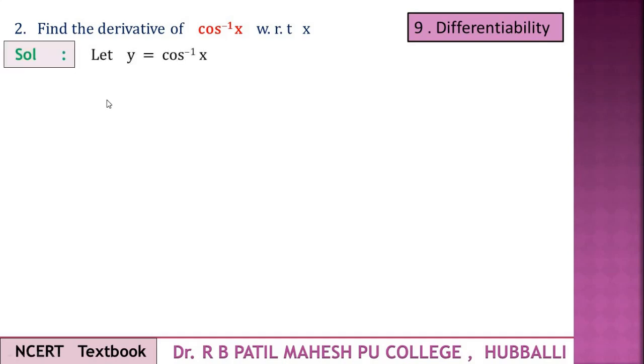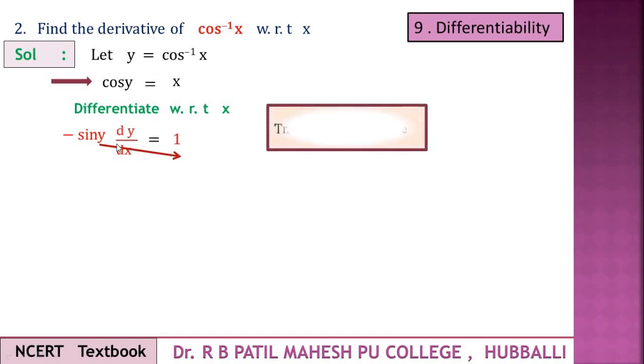Let y is equal to cos inverse x. All these remaining functions follow the same method of writing the answer. First you write y is equal to cos inverse x, and this implies cos y is equal to x. Then you differentiate this second equation. The derivative of cos y is minus sin y into dy by dx, which is equal to 1.